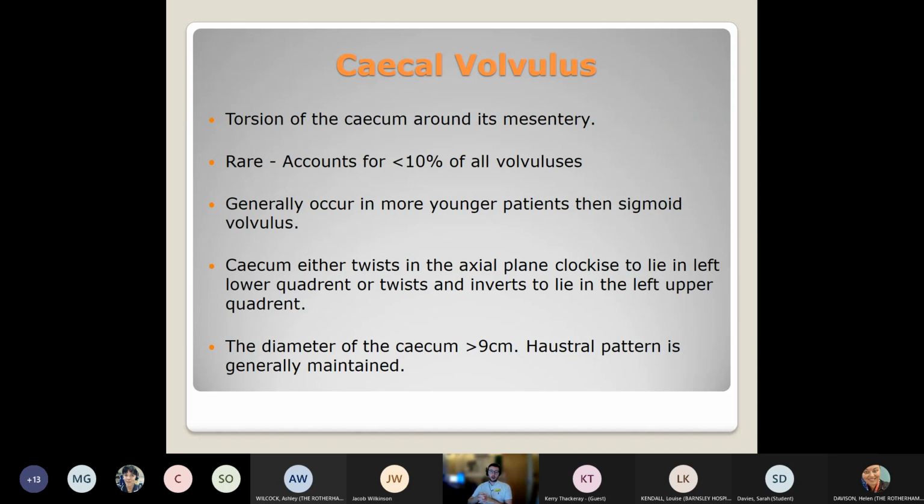We don't know why, but essentially the cecum will twist, and unlike the sigmoid volvulus that starts at the left lower quadrant and goes into the right upper quadrant, this will start from the left-hand side, left lower quadrant, and either go up into the left upper quadrant or the left lower quadrant. It will have a large diameter, over 9 centimeters, but the haustral pattern, because of the way that the cecum is anatomically, has quite thick pronounced folds, so often those folds will still be maintained, unlike the sigmoid that doesn't have many haustral folds, if at all.